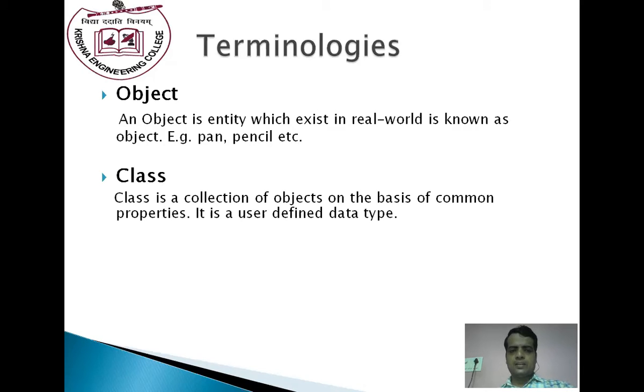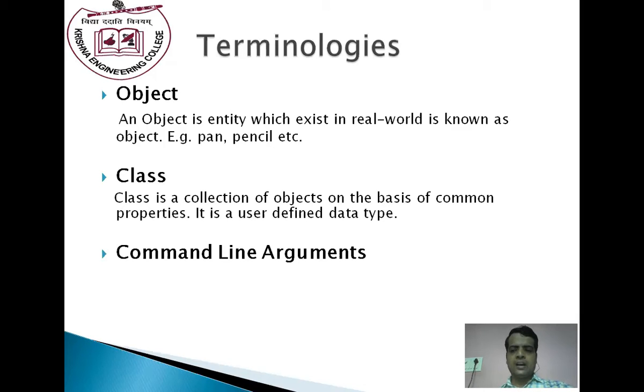Class is a collection of objects on the basis of common properties, and it is a user defined data type. When we collect objects into a single unit on the basis of some common properties, then it is known as a class.